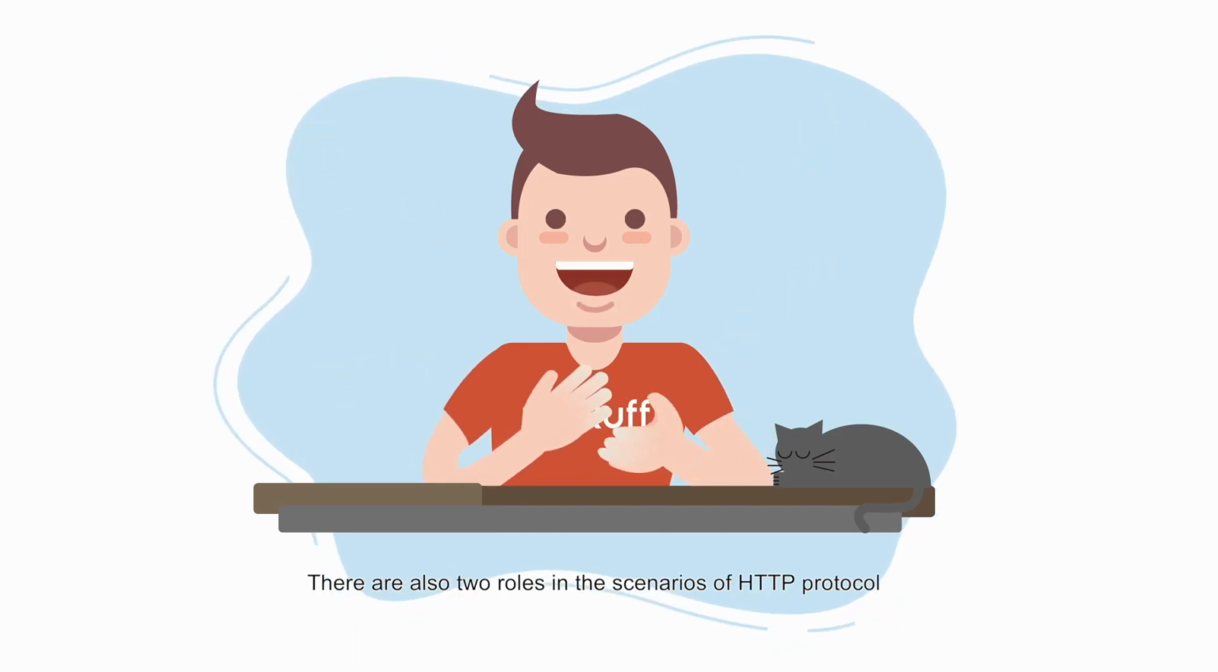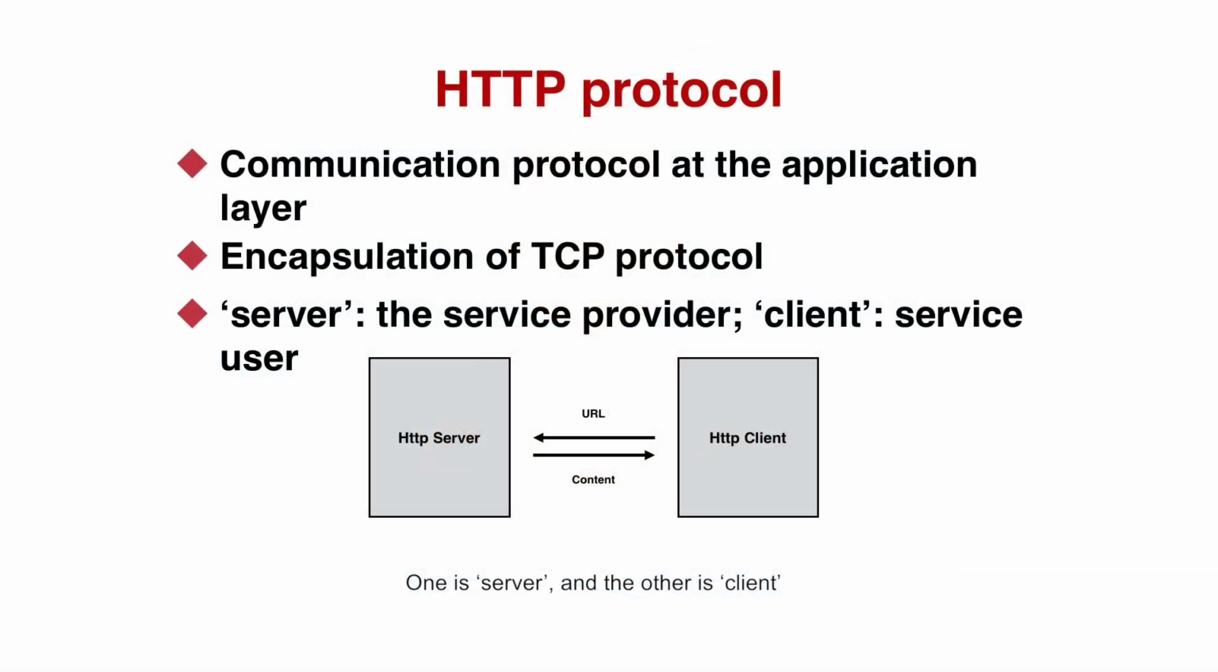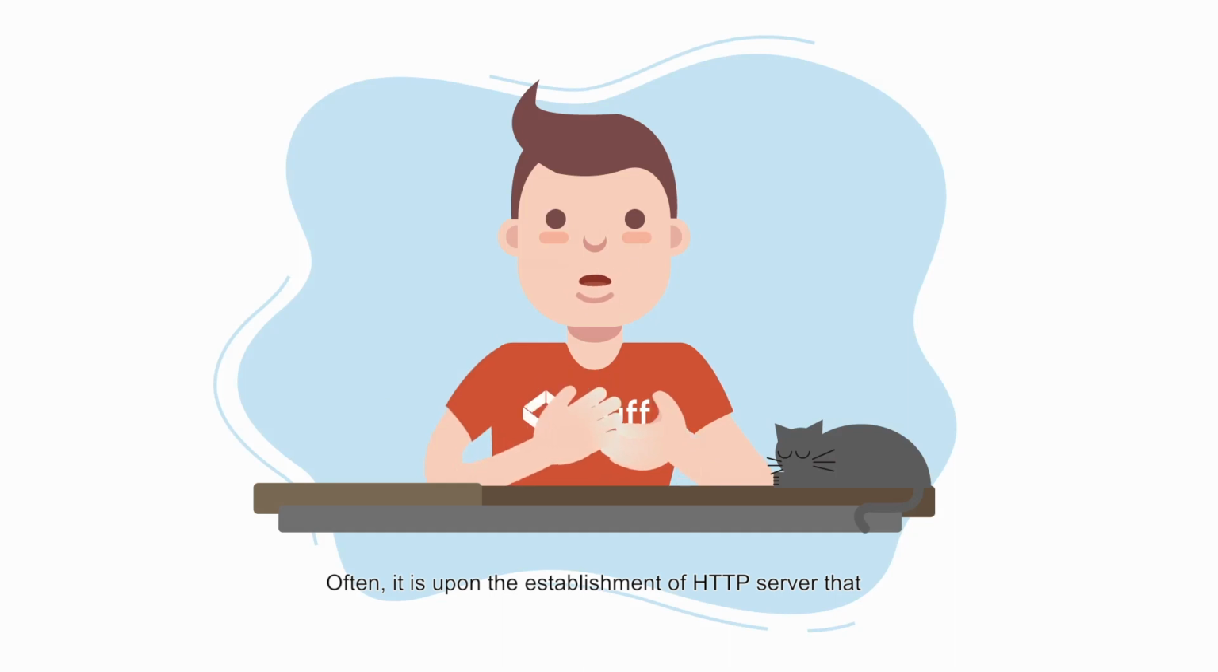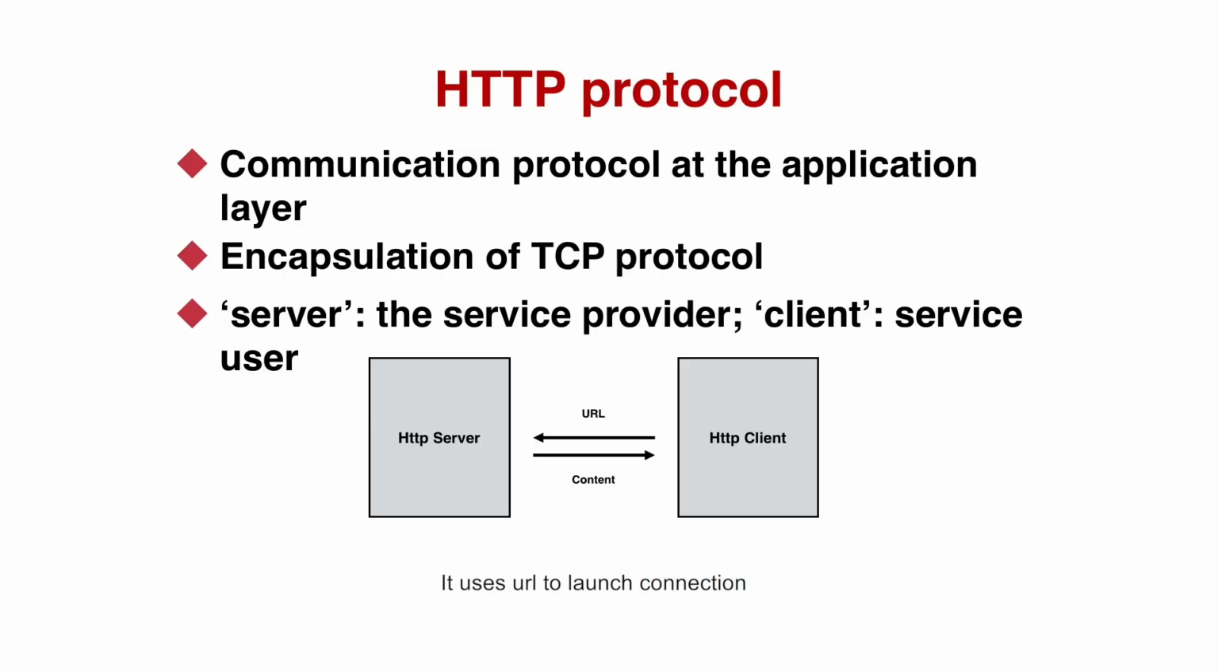There are also two roles in the scenarios of HTTP protocol. One is server, and the other one is client, which is the same as those in TCP. Server is the service provider, and client is the service user. The figure below well illustrates the scenario. Often, it is upon the establishment of HTTP server that HTTP client launches connection and uses URL to launch connection. After it successfully gets response, the HTTP server sends back a content. An entire connection ends here. And both communication parties do not maintain this connection.